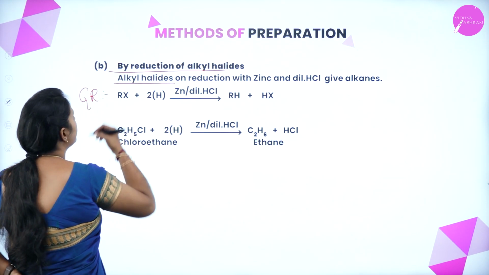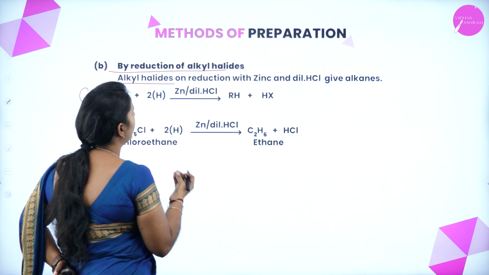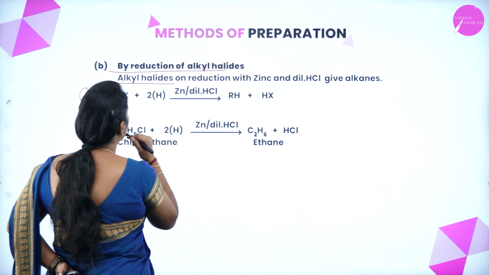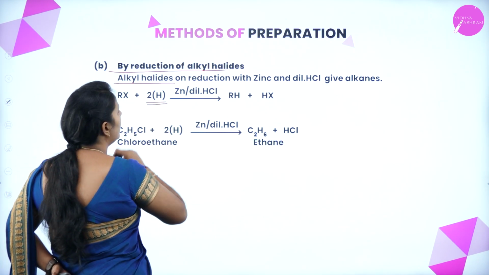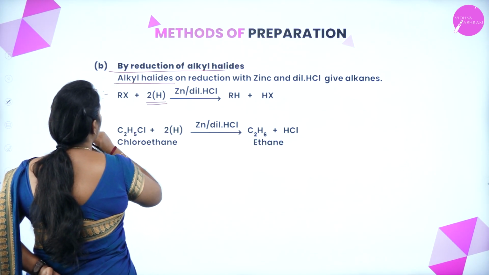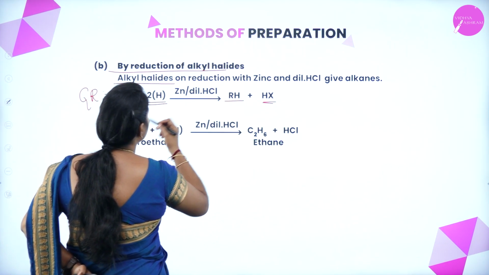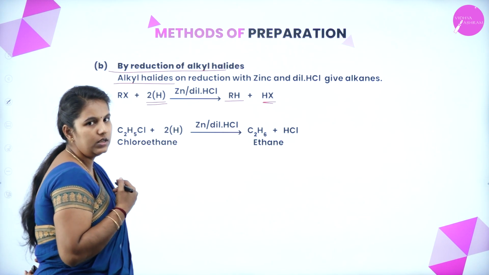So, what is the general representation for the alkyl halide? RX. In presence of the zinc metal supported with the dilute HCl, what will happen? You are going to add one of the H plus ions. So, this H will go and attack the R, forming R-H, and another hydrogen will be combined with the halogen atom.